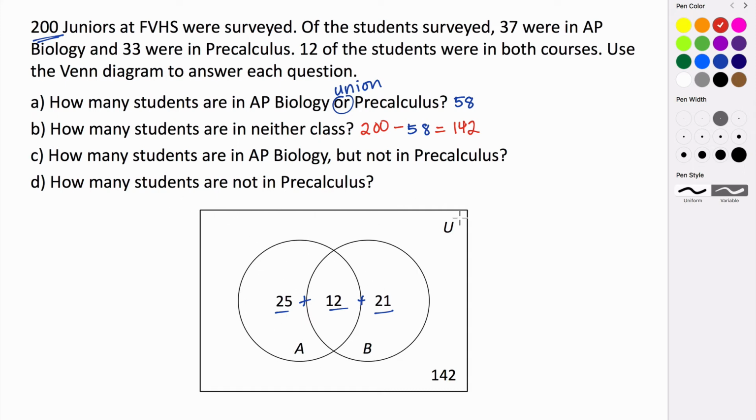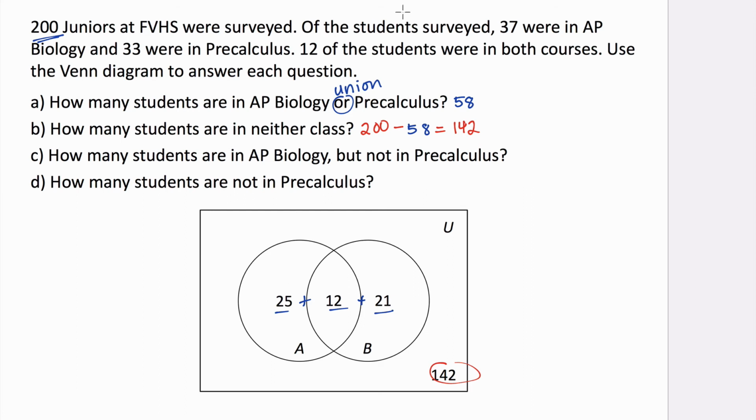And we actually had a quicker way to figure that out. You can see this rectangle on the outside is called the universal set. Basically, it's the set of all elements, including those that don't exist in these subsets. And there's this number over here, 142. This 142 is saying that there are 142 elements that exist outside of the sets of AP Biology and Pre-Calculus from the people surveyed. And we would get the same result by doing 200 minus 58. So 142 students.